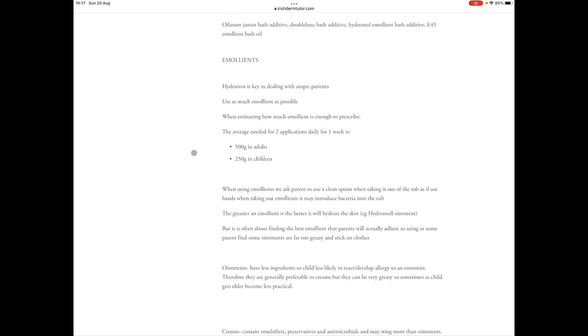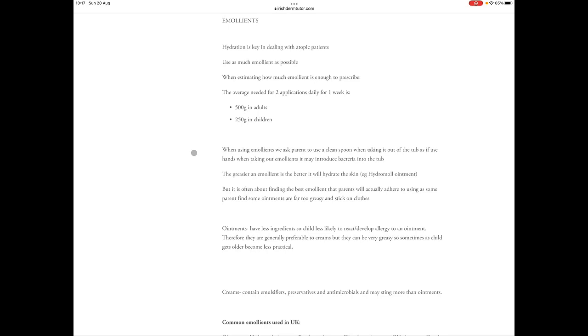And then you use a greasy ointment such as emulsifying ointment, or what we have in the UK is usually 50-50 or something like Hydromol ointment. And you use this as soon as they're out of the bath, and this will lock in the moisturiser. Examples of soap substitutes used in the UK include Dermol 500, QV Gentle Wash, Hydromol Bath and Shower, and Doublebase Emollient Wash Gel. Some bath additive examples include Oilatum Junior Bath Additive, Hydromol Emollient Bath Additive, and Doublebase Bath Additive.